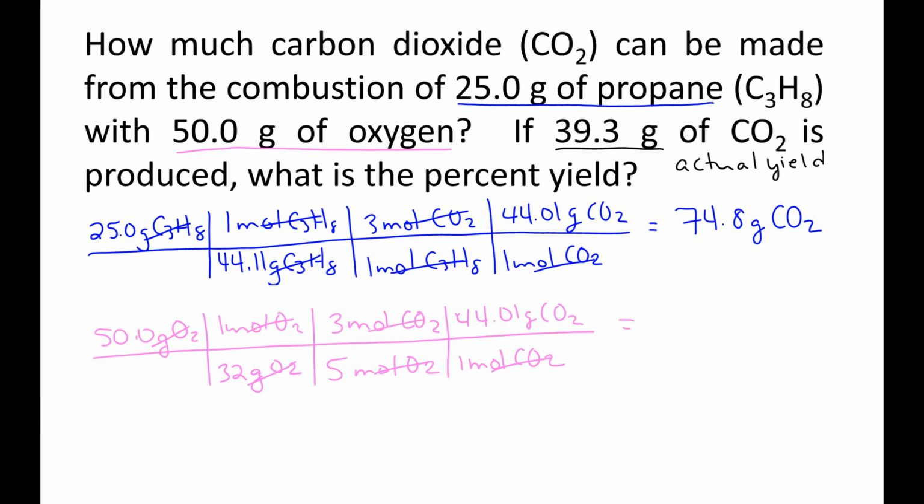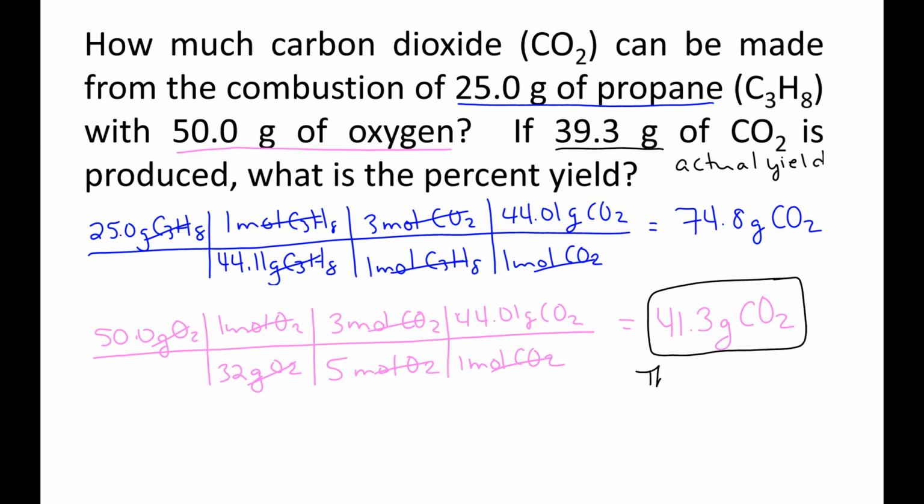Now this one I can still do on the calculator. If you want to do this in one step, here's what you do. You do 50 times 3 times 44.01. Then you hit the equal sign. Then you divide by 32, hit equals again. Then take that number and divide it by 5, and hit equals again. When you do that, it does it in the right steps. And you get 41.3 grams of CO2. That's the least amount, so that's our theoretical yield. That's as much as is going to be made.